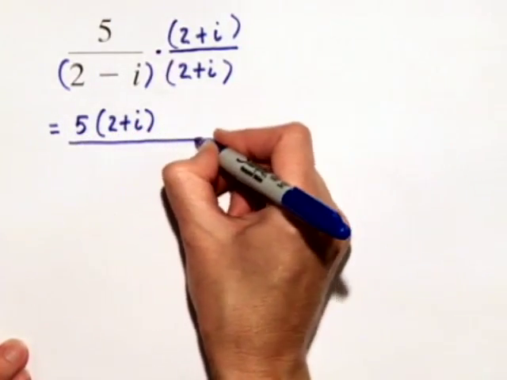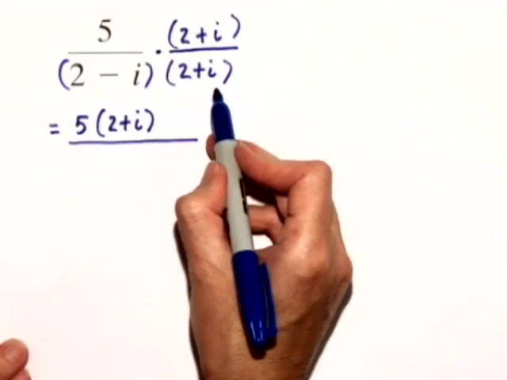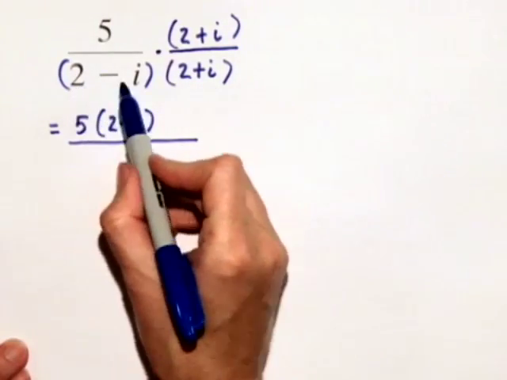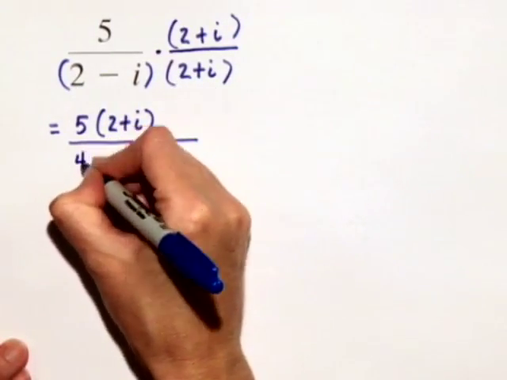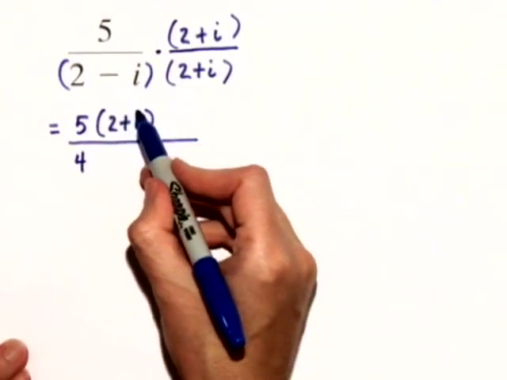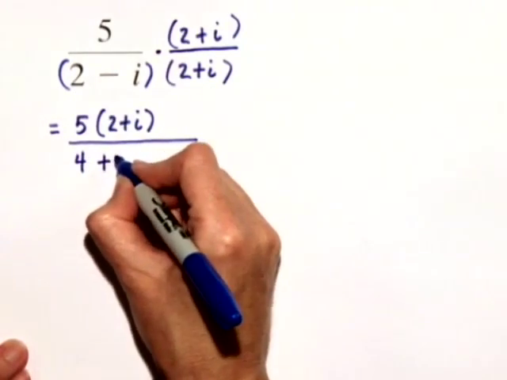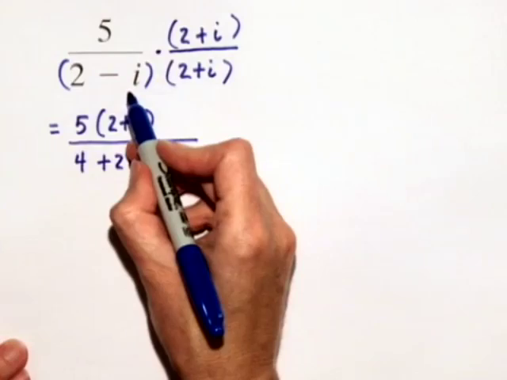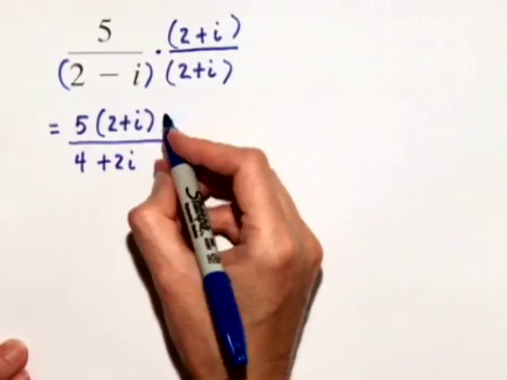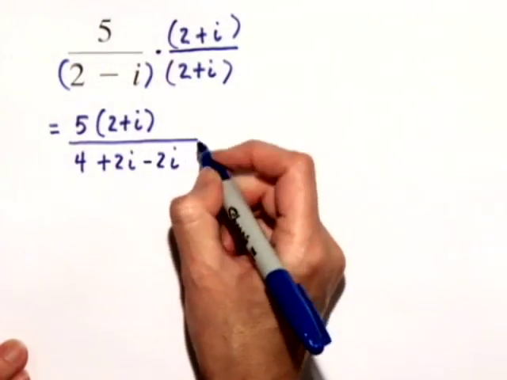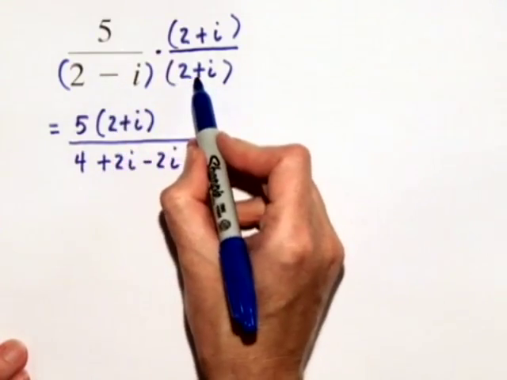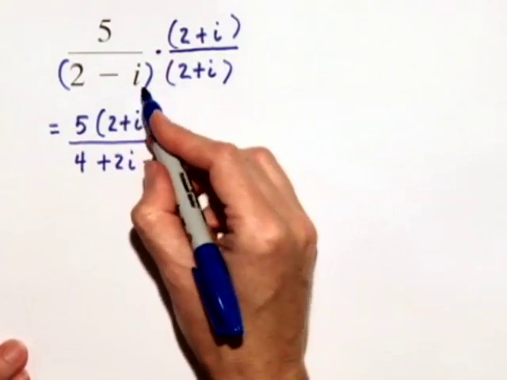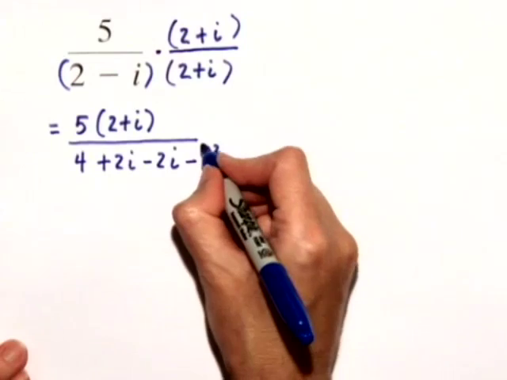In the denominator, we want to FOIL this out. So we have the first two terms, 2 times 2, which gives us 4. The outside terms, we have 2 times i, so that's plus 2i. For the inside terms, we have negative i times 2, that's negative 2i. And for the last two terms, a negative times a positive is a negative, i times i is i squared.